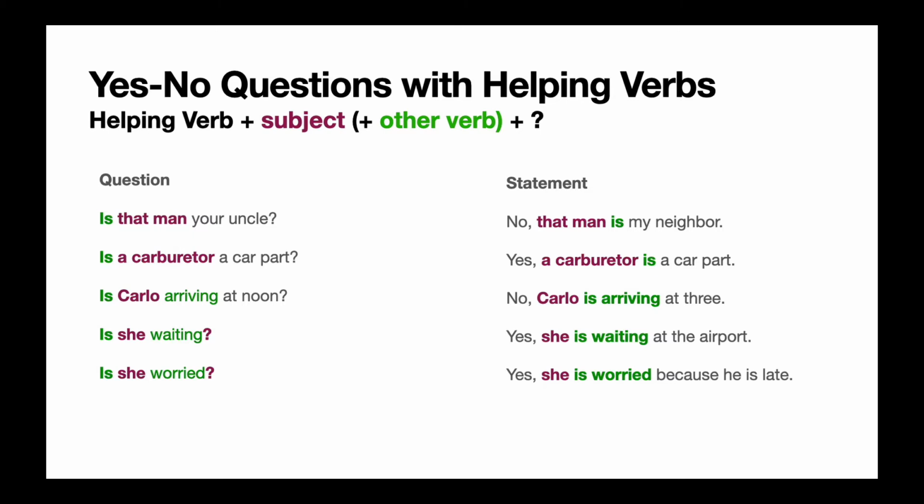In our third example, though, is Carlo arriving at noon, we use another verb because this is the present progressive tense. So is, the helping verb, goes before Carlo, the subject, and then arriving, the other verb form. In the statement, the answer form, no, Carlo is arriving at 3, we see the regular form, where the subject comes before both verb forms.